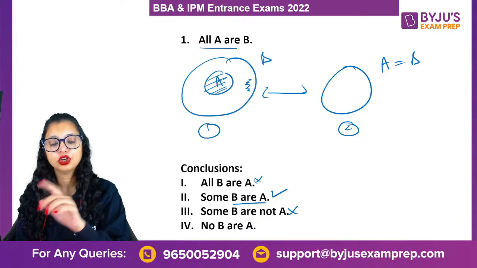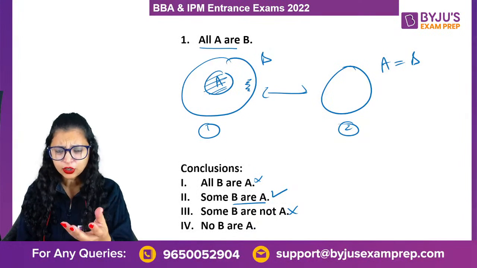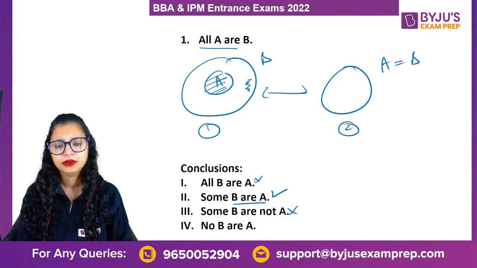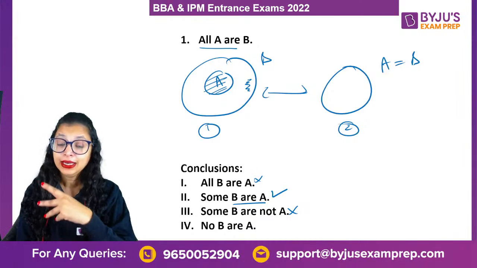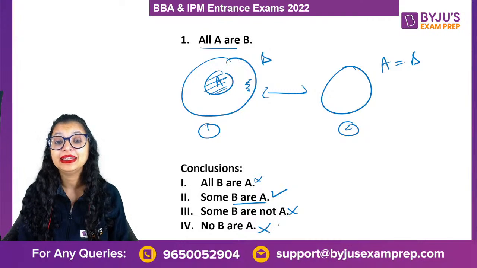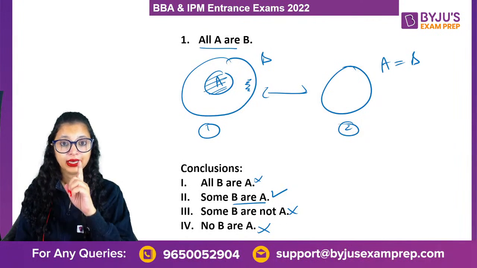And the last conclusion, no B are A. When some A are B, all A are B, that automatically means some part of B will be occupied by A. How can we derive the fourth conclusion? In neither of the cases, the fourth conclusion will be a valid one. So, absolutely incorrect. That was the first premise we understood in the previous class.